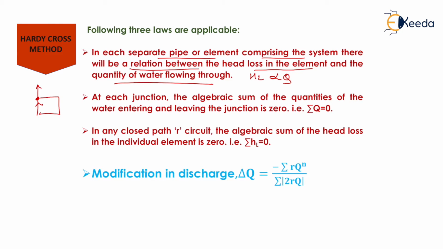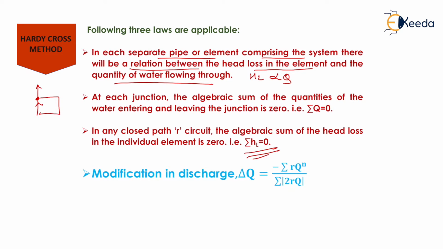Now next will be, in any closed path the algebraic sum of the head loss in the individual elements is 0, that is, summation of head loss equals 0 in any closed path.